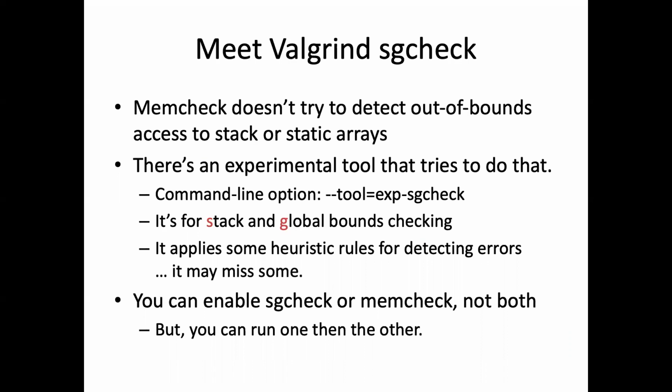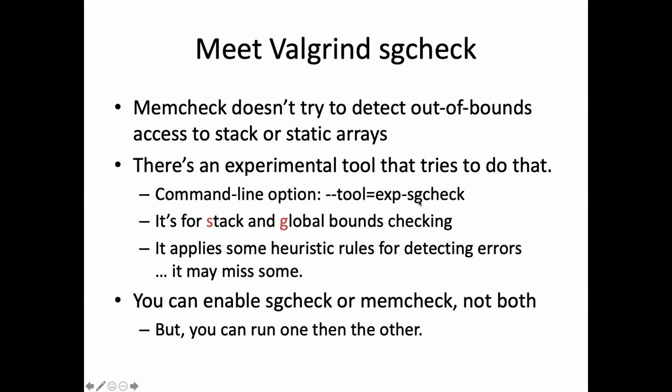There is an experimental tool available in valgrind that tries to catch errors in these other two types of memory. To use it, instead of using memcheck, you say --tool=exp-sgcheck. The way to remember that is, I said it's an experimental tool, so it's probably not industrial strength right now. So this exp in front means it's experimental. And then the SG check, you can think of that as static and global.